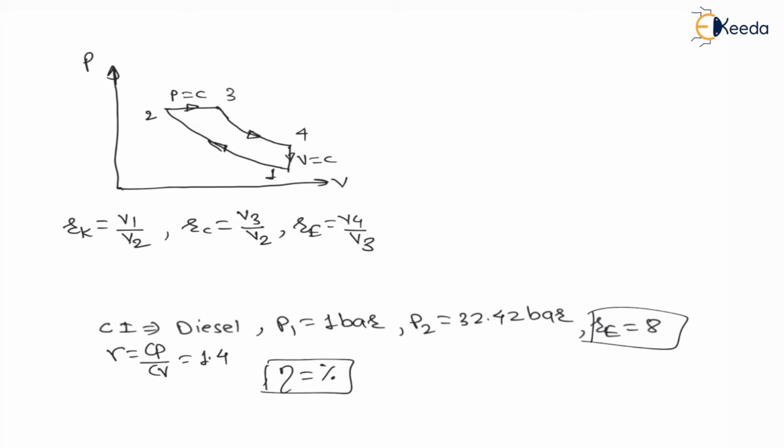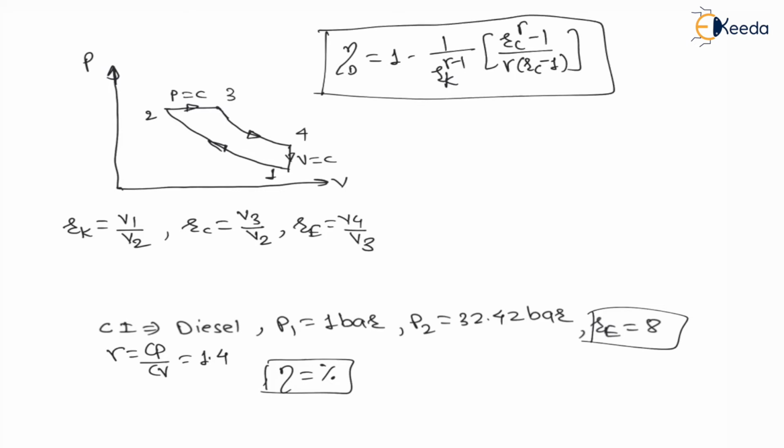And the efficiency of diesel cycle in terms of compression ratio and cutoff ratio, we have derived the formula in theory lectures. This efficiency of diesel cycle is equal to 1 minus 1 upon RK raised to gamma minus 1 into, in bracket, RC raised to gamma minus 1 divided by gamma into RC minus 1. This is the formula that we have derived in theory lectures. So my dear students, for finding efficiency of diesel cycle, we need to calculate RK, compression ratio. Gamma is already given. And we need to calculate RC, that is cutoff ratio. Then only we can find the diesel cycle efficiency.